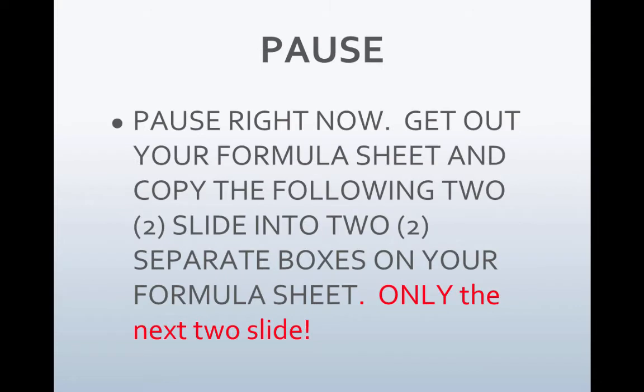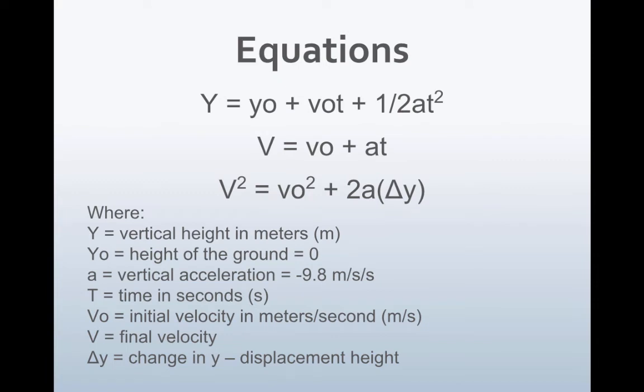So on your formula sheet, you may want to add these things. These are your kinematics, but what I want you to notice is that y is your vertical height in meters. Y naught is the height of the ground, which does equal 0. A is your vertical acceleration of negative 9.8 meters per second squared. T is time in seconds. V naught is the initial velocity in meters per second, could be a negative number or 0. V is your final velocity, your velocity at the bottom, and delta y is your change in height, your displacement.